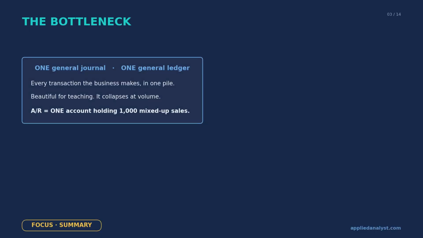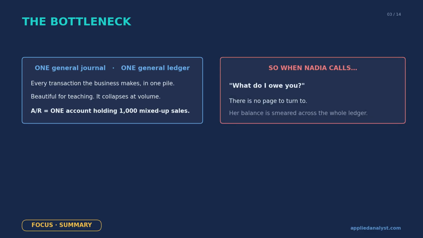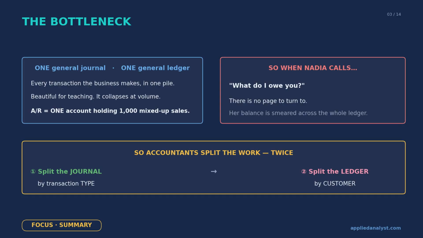Here's the bottleneck. Every transaction lands in one general journal, and every posting lands in one general ledger. Beautiful for teaching. It collapses at volume. Accounts receivable becomes a single account holding 1,000 mixed-up sales. So when Nadia calls asking what she owes, there's no page to turn to. Her balance is smeared across the whole ledger, so accountants split the work twice. They split the journal by transaction type, and they split the ledger by customer.